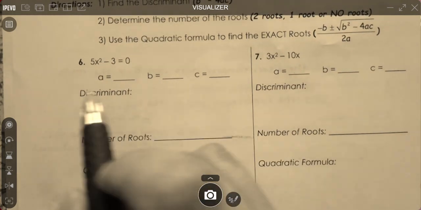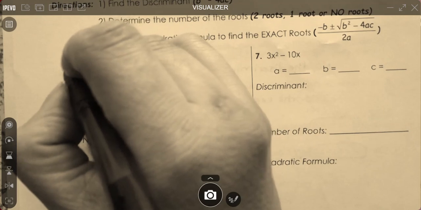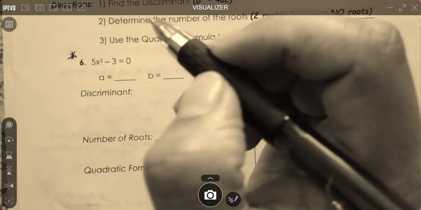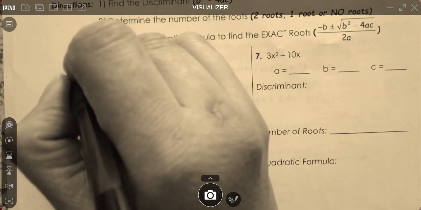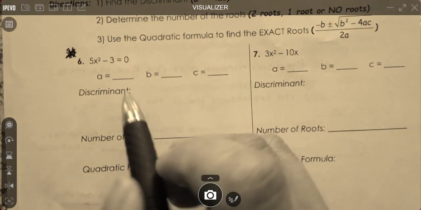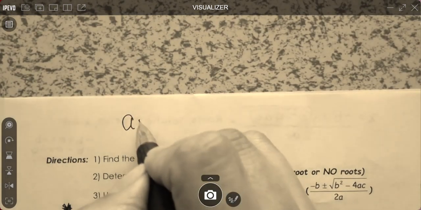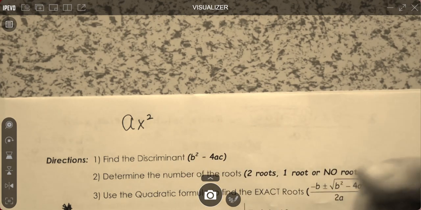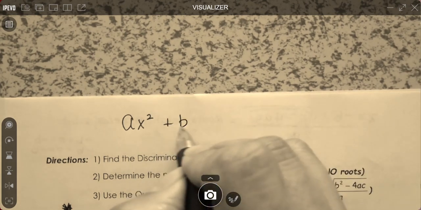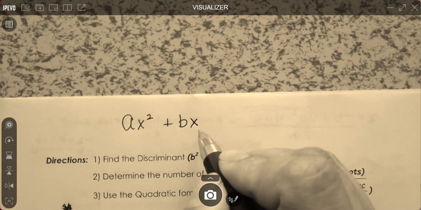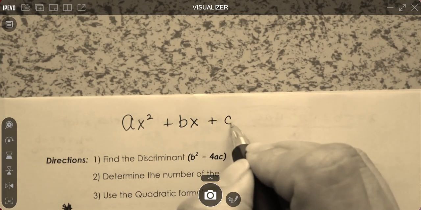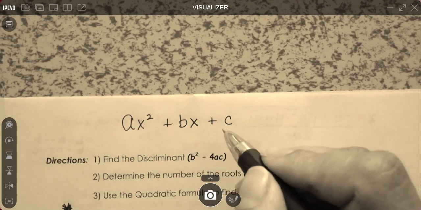All right, so in this example, it's an example where you have 5x squared minus 3. And remember, your a is always going to be in front of a variable squared. Your b is always going to be in front of a single variable. And your c is always going to be the constant, the one that has no variable.